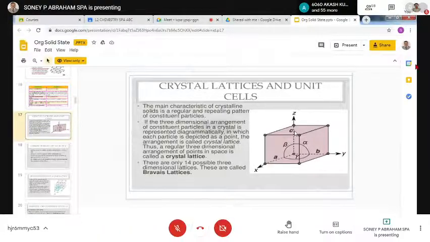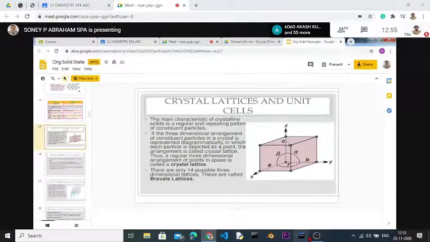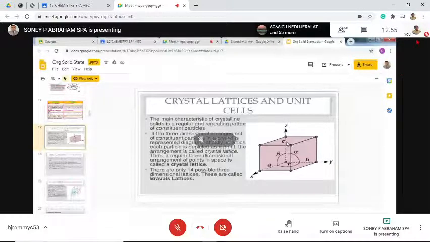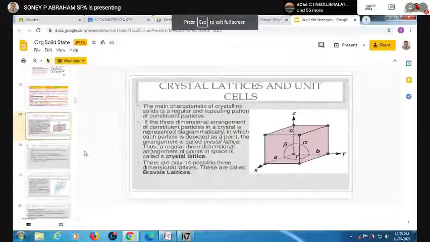It will not always be a cubic unit cell. Depending upon the values, it can be cubic or something else, depending on these parameters, as I told you. So what is a unit cell actually?